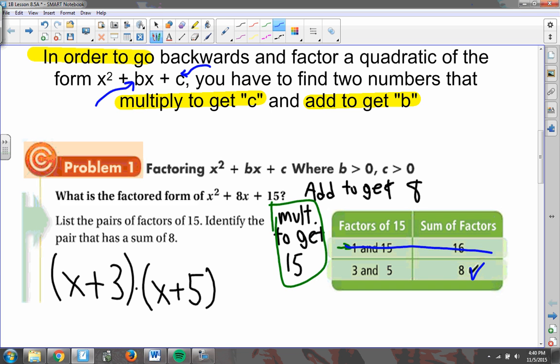Obviously, x times x is going to give us x squared. X times 5 is 5x. X times 3 is 3x. Together, that's 8x. And 3 times 5 is 15. So we get exactly back up to here. That's very good news for us. So, x plus 3 times x plus 5 is our factored form. All right?